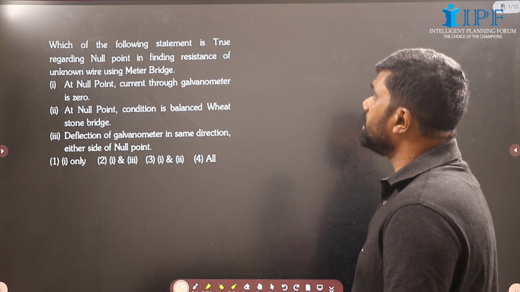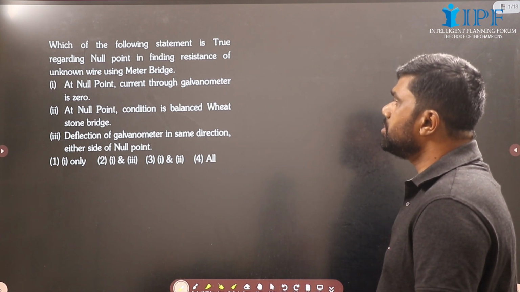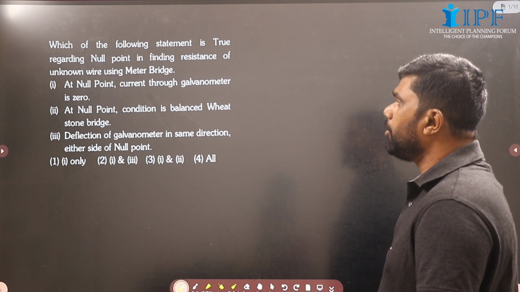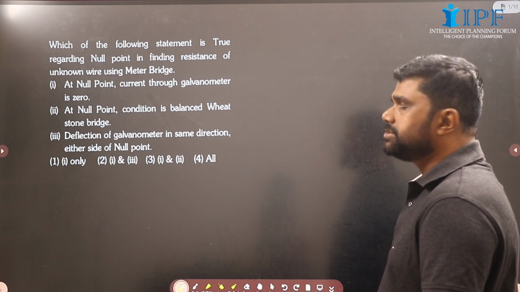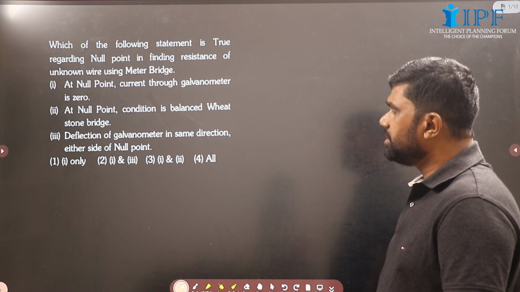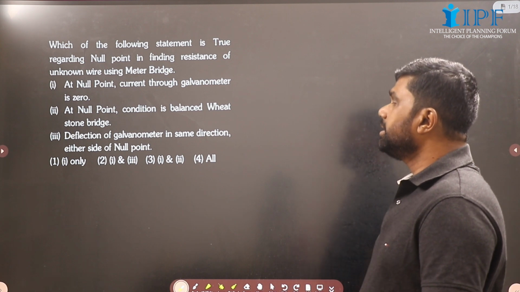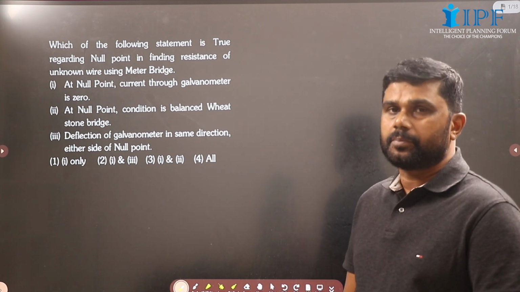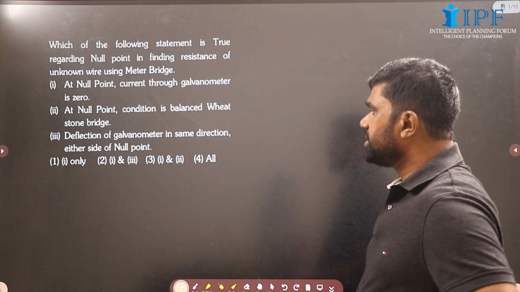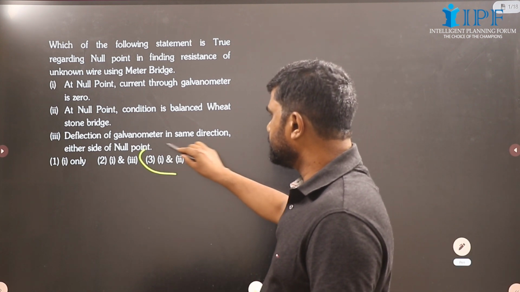Which of the following statements is true regarding null points in finding the resistance of an unknown wire using meter bridge? At null point, current through the galvanometer is 0. That's true. At null point, the condition is a balanced Wheatstone's bridge. That's also true. Deflection of galvanometer in the same direction on either side of null point. That's false. So statements 1 and 2, which means this one.